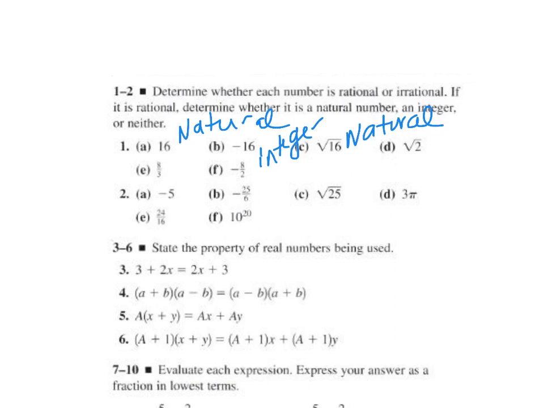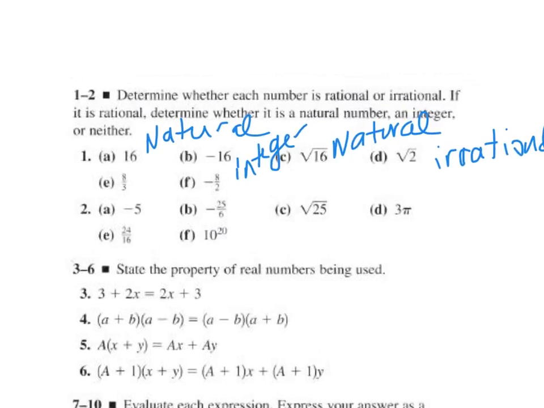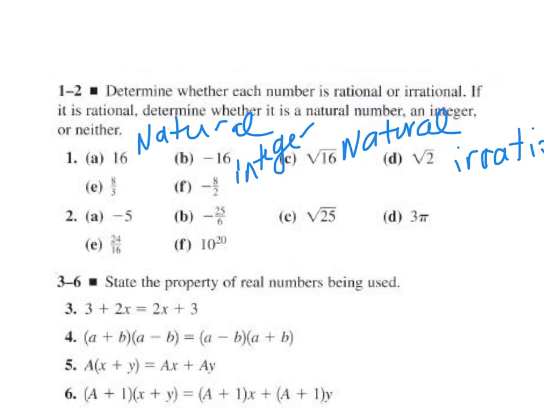What about the square root of 2? It is irrational. Good. Those weird square roots are irrational. What about 8 over 3? Rational. Our fractions are rationals. Good. And then think about this.